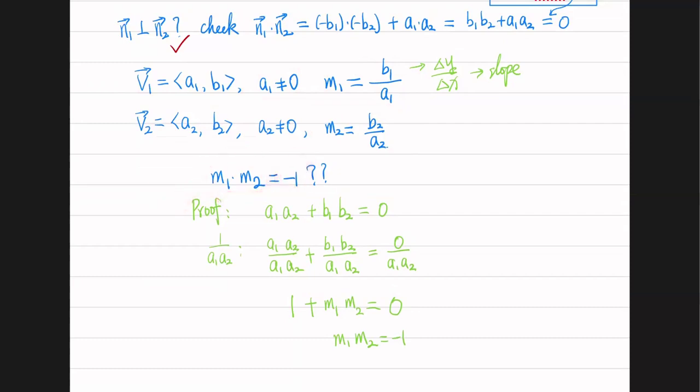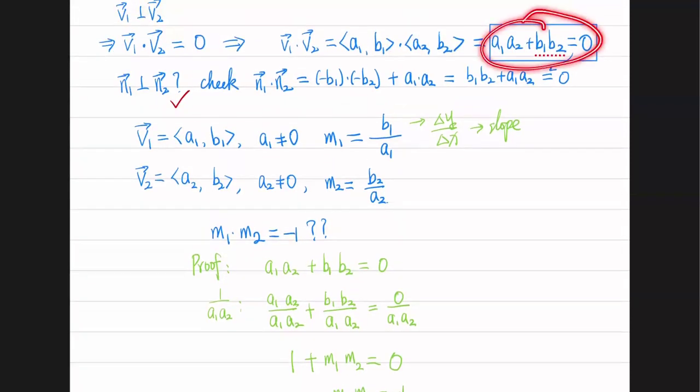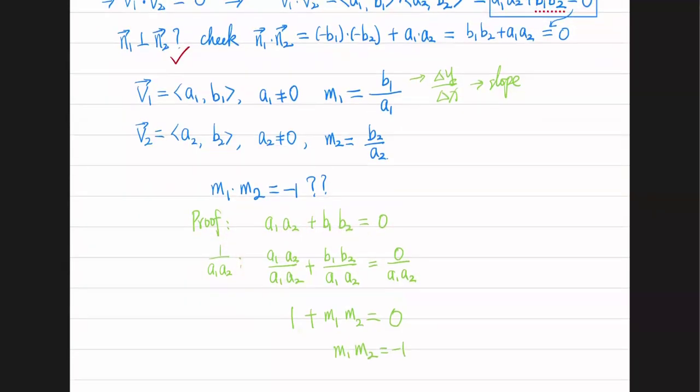Why? We start from this equation: a1b1 plus a2b2 is 0. We divide everything by the common factor of this equation. Now we simplify. Same thing, basically 1. 0 over anything is 0. Now, the first half we recognize is the first slope, the second half, the second slope. We have this equation. Then we subtract 1, and we get the result.